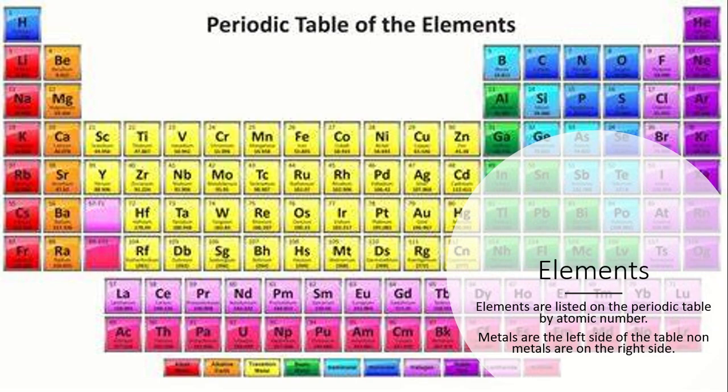Just a quick note, this is a periodic table of elements. It has all of the elements that exist on Earth listed by their atomic number. Note that metals are on the left side of the atomic or periodic table and non-metals are on the right side.